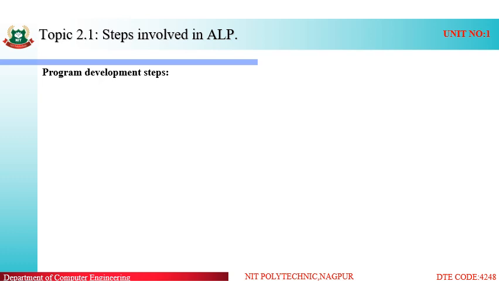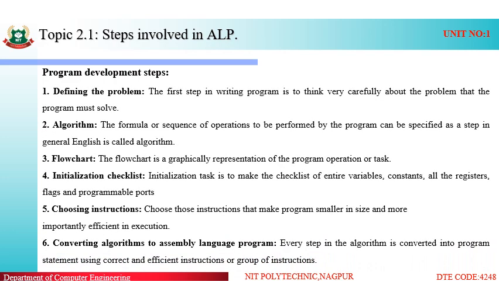So coming to program development steps, whenever we need to write any assembly language program, first step is to define the problem, that is what actually the problem is. So the different steps are given. First step is to define the problem. The first step in writing the assembly language program is to think very carefully about the problem that the program must solve.